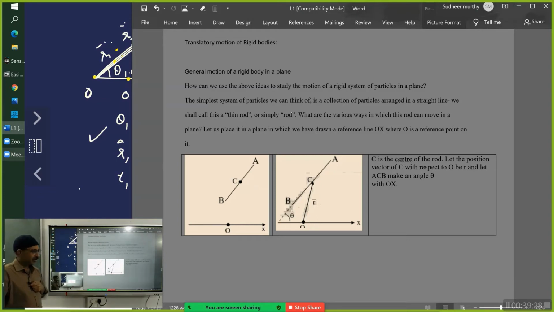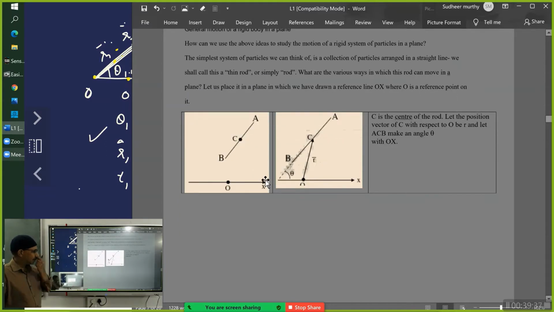Delta R bar by modulus of delta R bar is constant. What did you say? Delta R bar by modulus of delta R bar. No, gentlemen, you are wrong. I said pure translatory motion. And also theta, I said theta is constant.